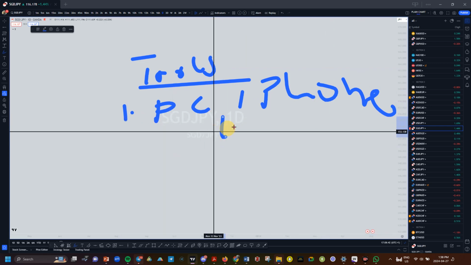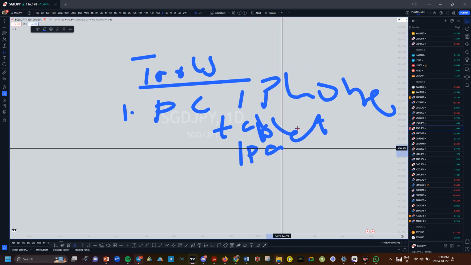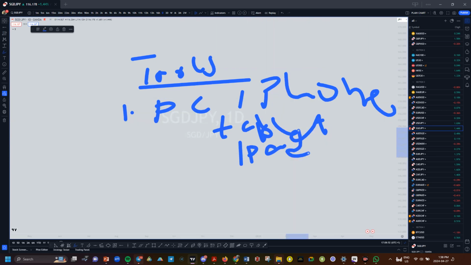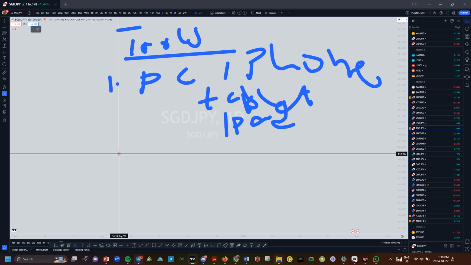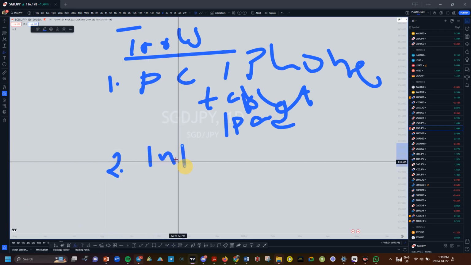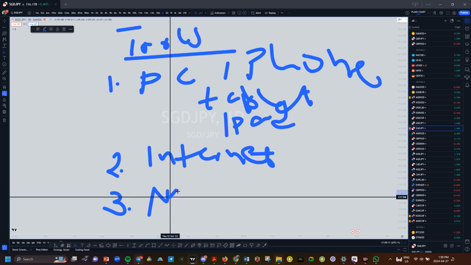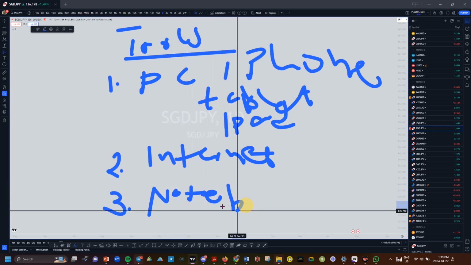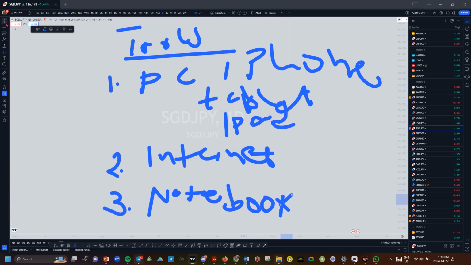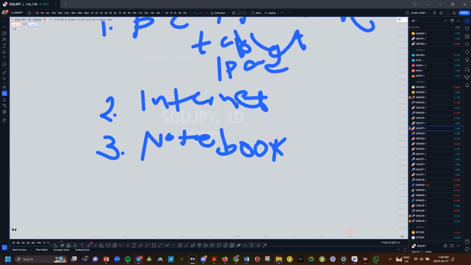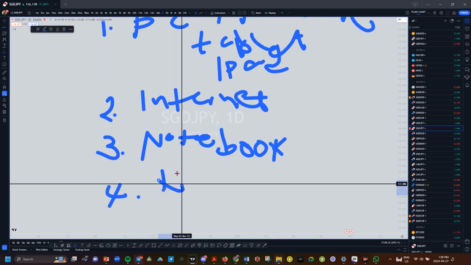Or you can have a tablet or an iPad. Like, have some electronic device. Any of this is okay. If you have a laptop or a PC, that is more preferable. And second thing, you need access to the internet. The third thing that is most underestimated is a notebook. You're studying a new skill, you need to take notes. And the fourth most important thing that people don't necessarily take serious is knowledge.